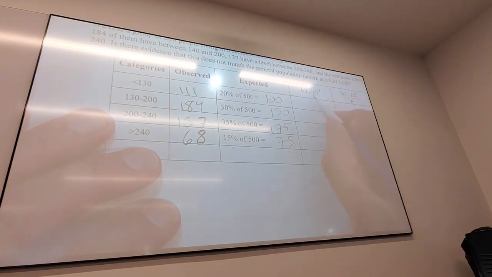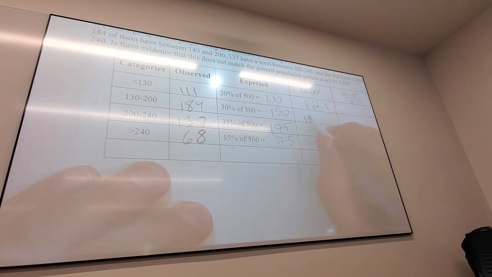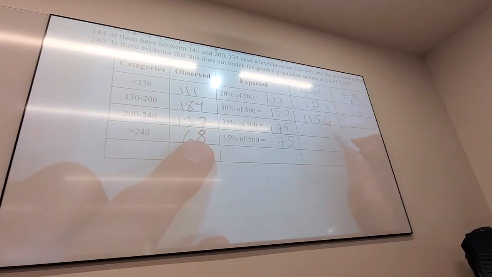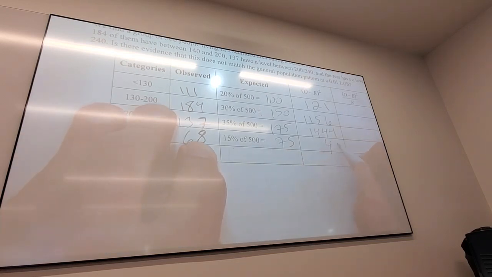So somebody help me out. We could do it in the calculator, but this isn't that much. 111 minus 100 is 11. 11 squared is 121. 184 minus 150 is 34, and then you square it. 1156. Sounds about right. 137 minus 175 is negative 38. And then you square that. 1444. Sounds about right. And then 68 minus 75 is negative 7, squared is 49. You guys with me?